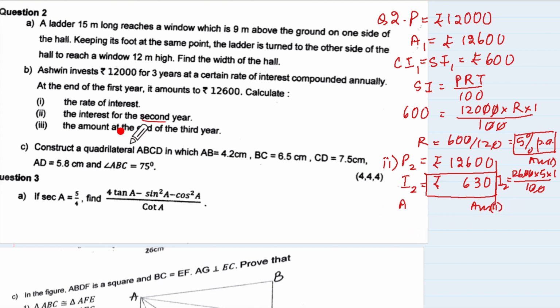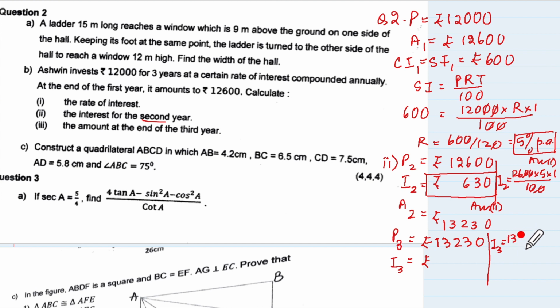And now they are saying amount at the end of third year, which means I need to know the amount of the second year. Add this, you'll get the amount of the 2 years. So the second year will be 13,230. That becomes my principal for the third year. It is going to be 13,230. And I3 will be rupees. Let me just quickly show the working here. For I3, it will be 13230 into 5 into 1 upon 100.